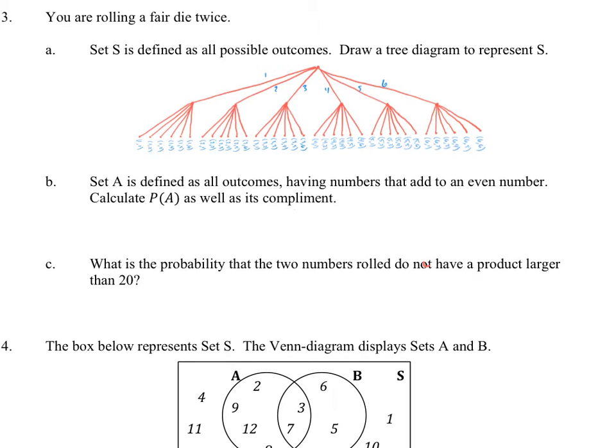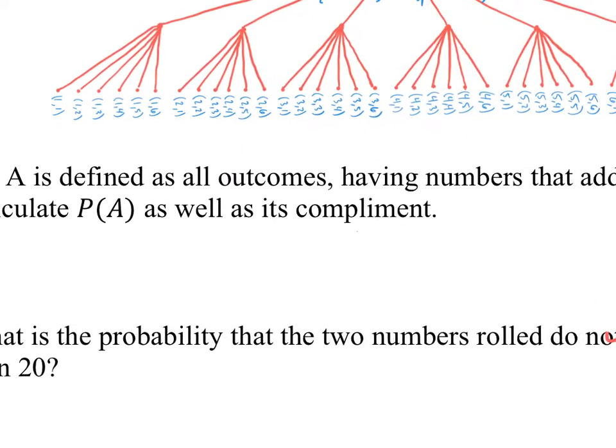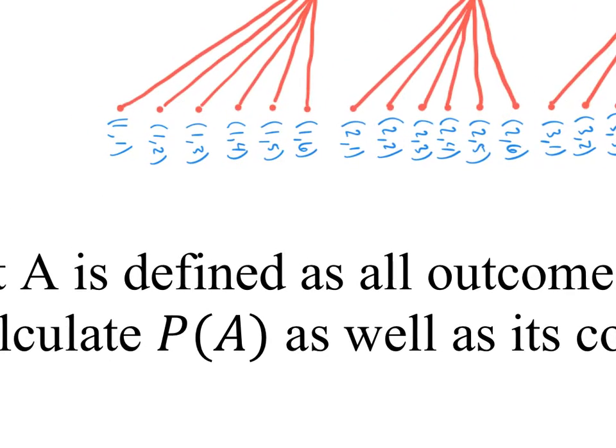Set A is defined as all outcomes having numbers that add to an even number. So I'm going to use a highlighter here, and let's see, I'll use yellow. And I'm going to highlight all of the outcomes that add to an even number. So let's zoom in here and look at just the one branch.